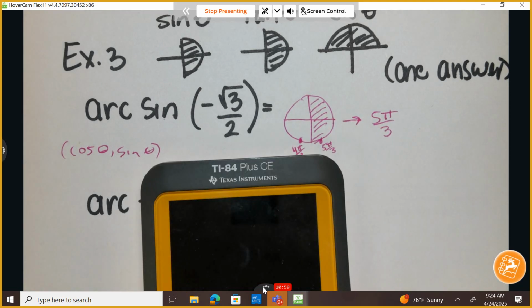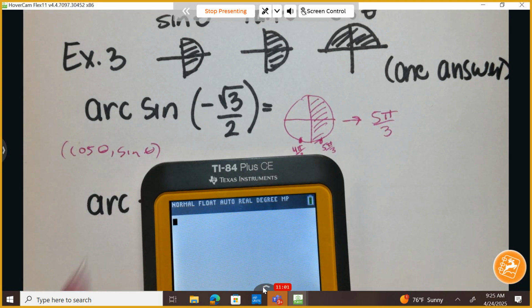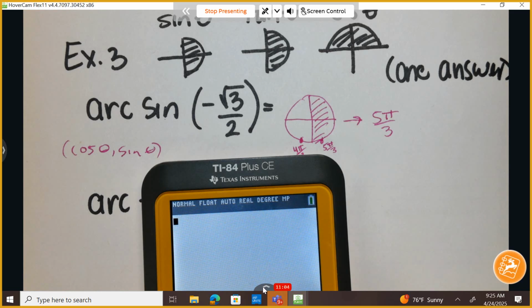Now, is there a way to check this? Let's go ahead and let's check. So I'm going to do arc sine. Here we go. Arc sine of negative square root of 3, and then I'm going to divide it by 2. And this is what I have.